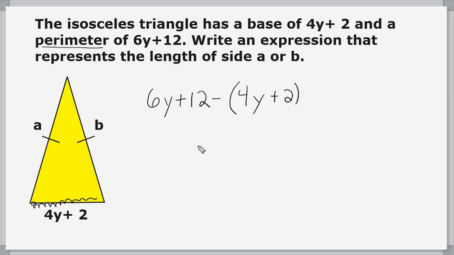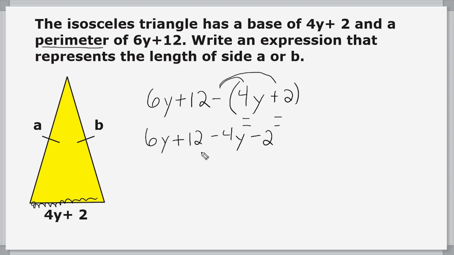Now, notice that I put our base inside parentheses because when we're subtracting this length from this perimeter here, we're actually subtracting both of these terms. So we have to distribute this negative to both of these terms inside the parentheses. So we're going to rewrite this expression as 6y plus 12 minus 4y minus 2. We have to do the opposite of positive 2, which is minus 2.